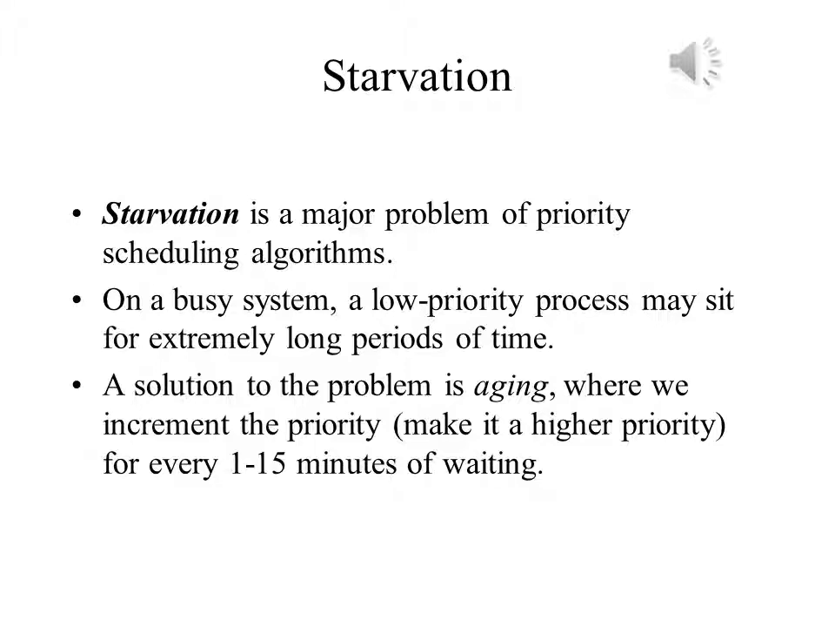There's a rumor that when they shut down MIT's IBM 7094 in 1973, they found a low priority job from 1967 that had not yet been run. The best way to get around the problem is to age the process, increasing its priority as it spends more time waiting for the CPU. Unix uses this to ensure that processes don't wait indefinitely, no matter what their original priority was.